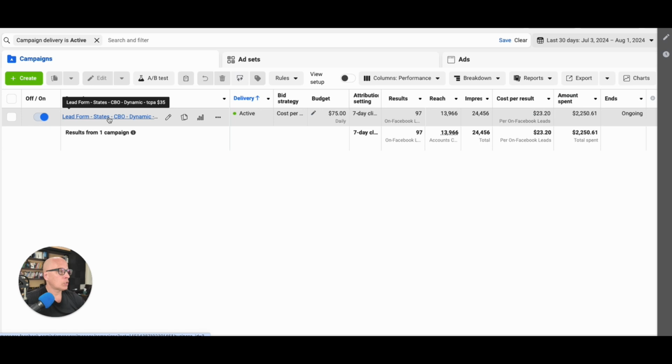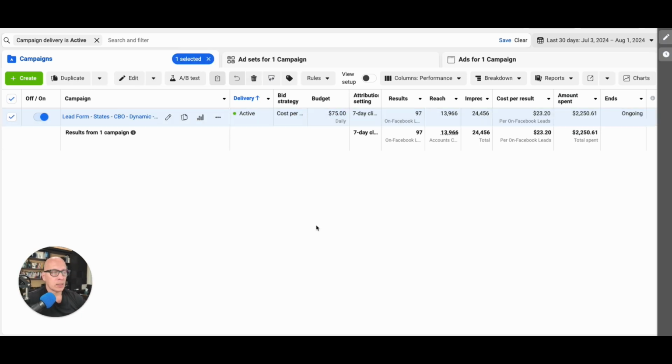Now, this campaign is targeting states. So it's targeting the top 20 or so states that we do business in. And one of the key things about this campaign is that the budget is $75 a day. You don't have to run it at $75 a day. We have clients running at $35 or $50 a day. So you could run them at various levels.